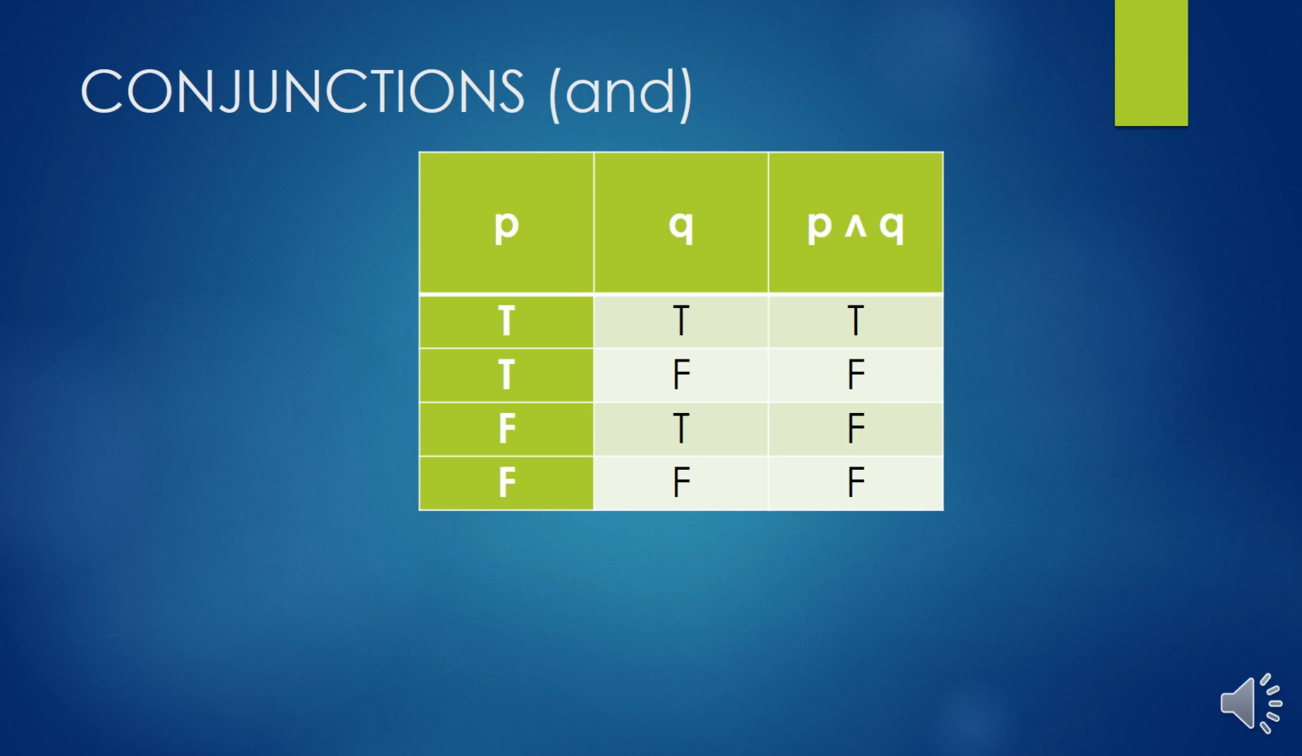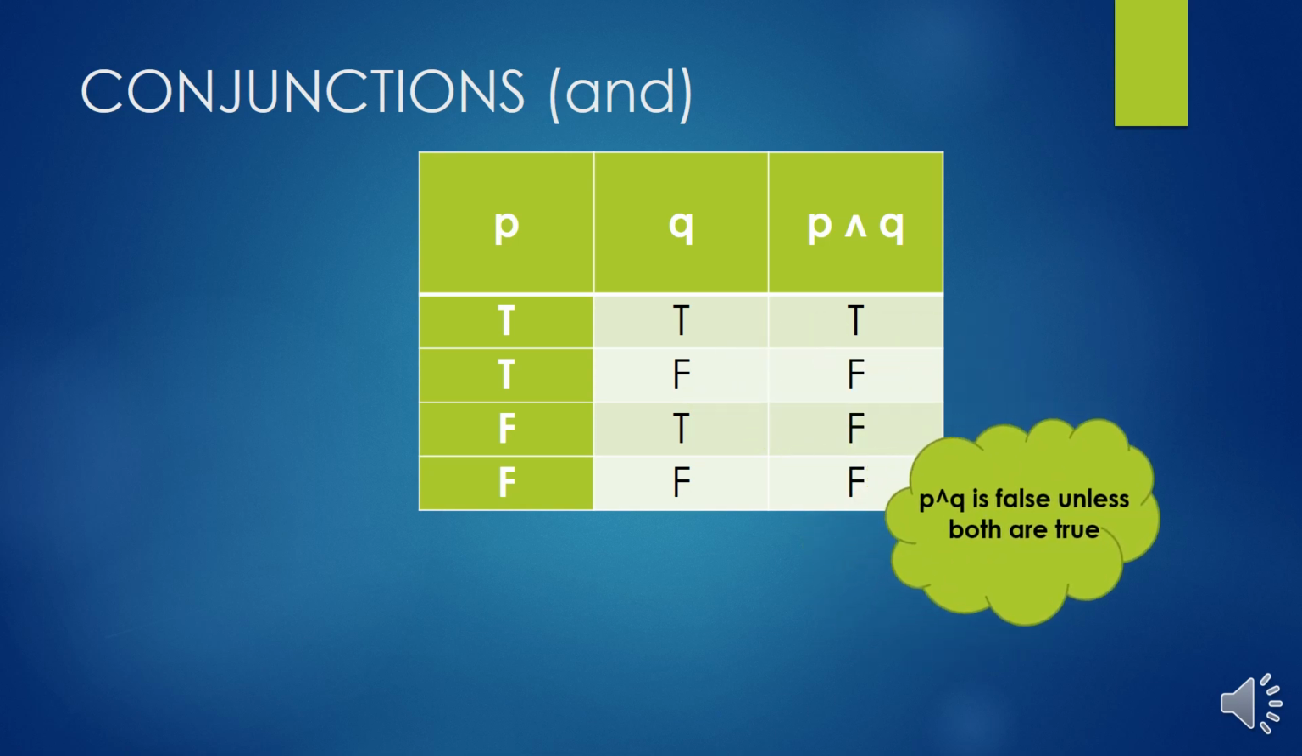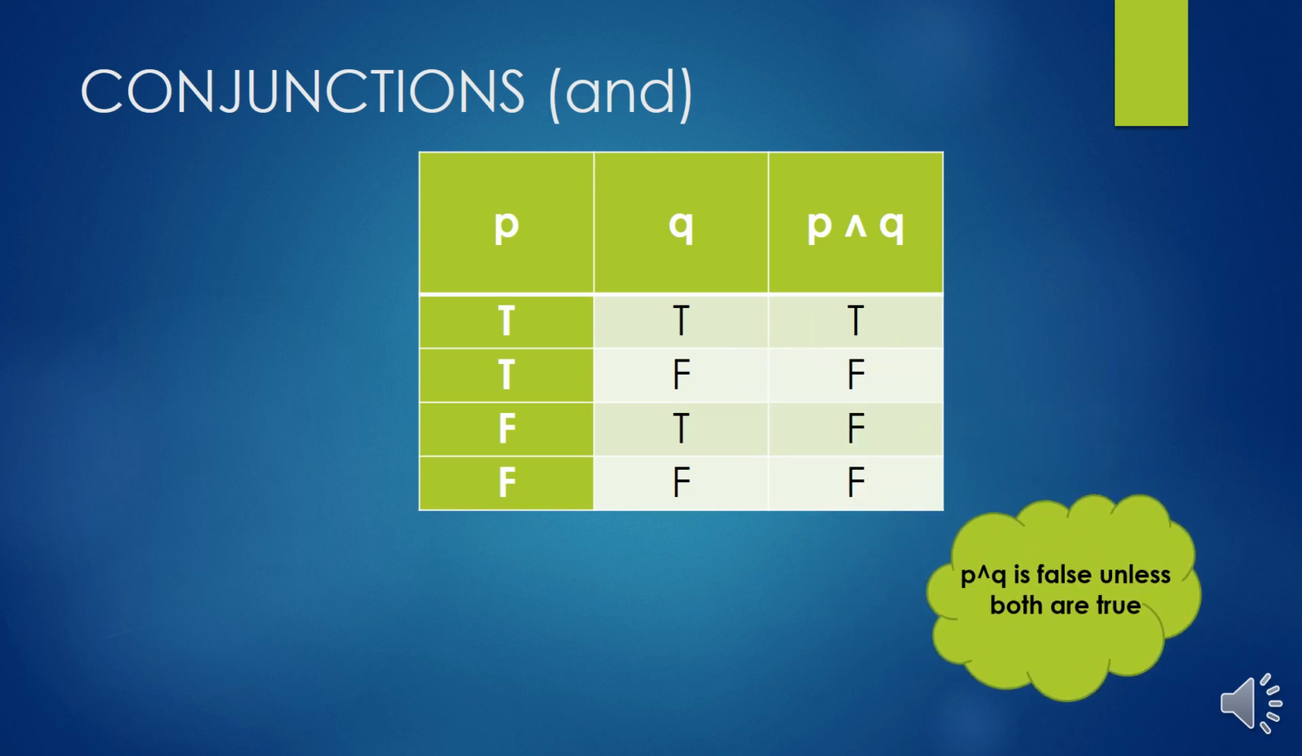The reason they do this is because there are 4 different combinations. You could have P true and Q true, P true and Q false, P false and Q true, and then P false and Q false. Those are your 4 possible combinations for P and Q. Next, we're going to look at the very last column, P and Q. The rule says that P and Q is false unless both are true. This is a really easy way to remember that.